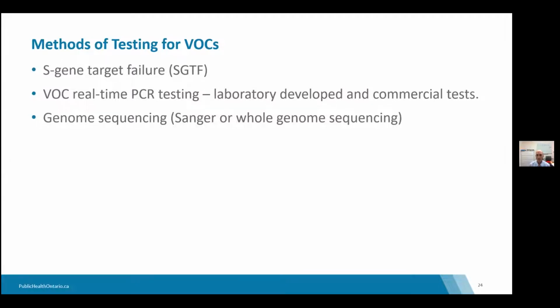There are several different testing modalities that can be used to test for VOCs. One that can be used is the S-gene target failure that I'll explain in a subsequent slide. We can also do real-time PCR testing for variants of concern, and that's the main modality that we're using now in Ontario, including the public health lab. The definitive way of confirming and classifying VOCs is through genome sequencing. The challenge with that modality is that it's very time consuming. Next slide, please.